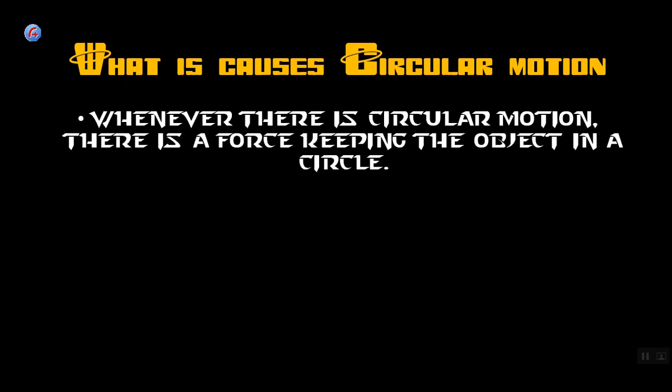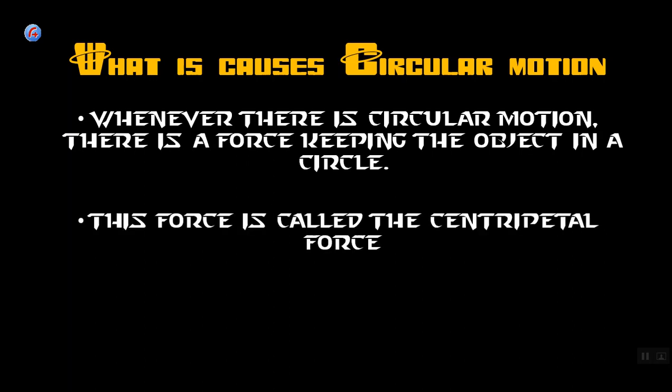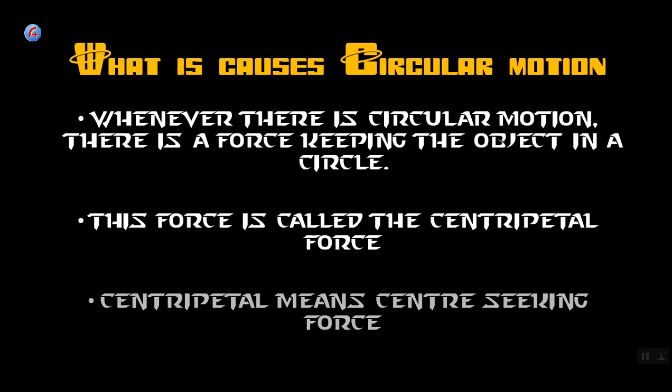So what causes the circular motion? To do that, we're going to be looking at the force involved. Whenever there is circular motion, there's a force keeping the object in a circle. This force is called the centripetal force. Centripetal force means the center-seeking force.